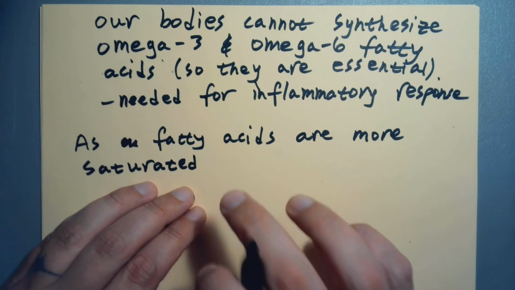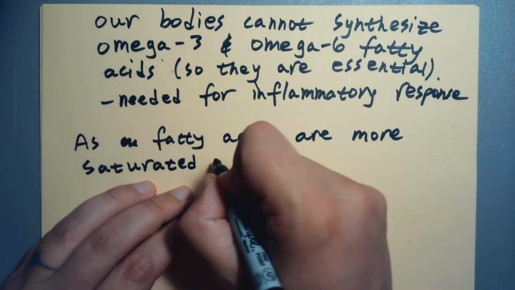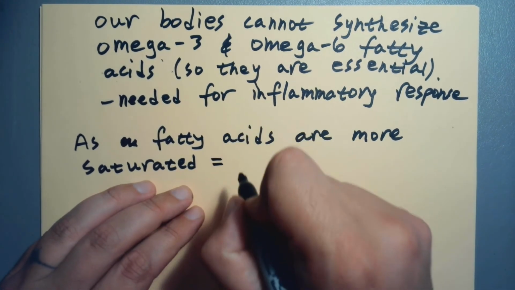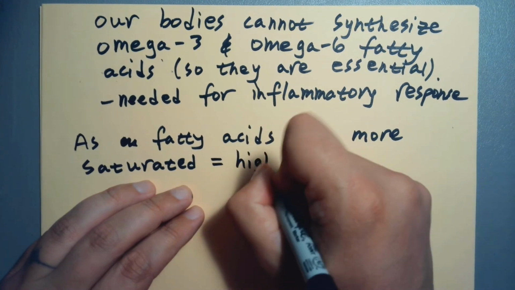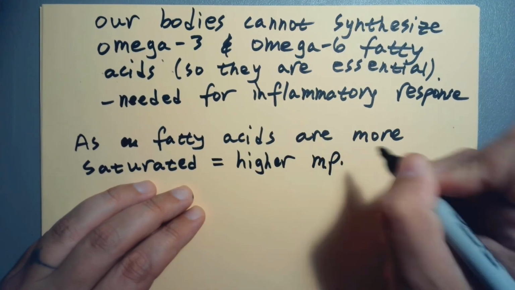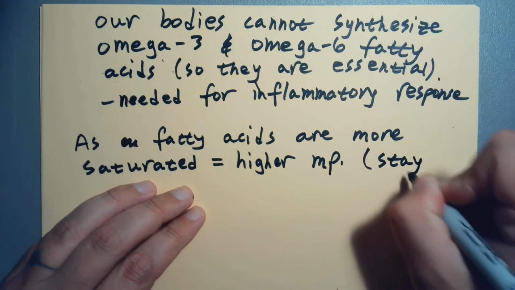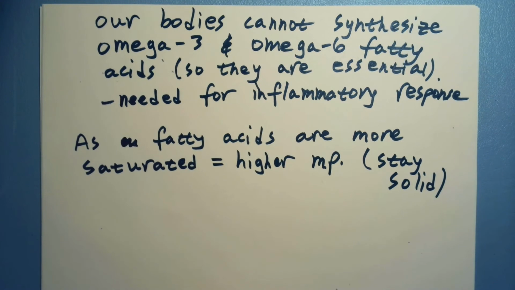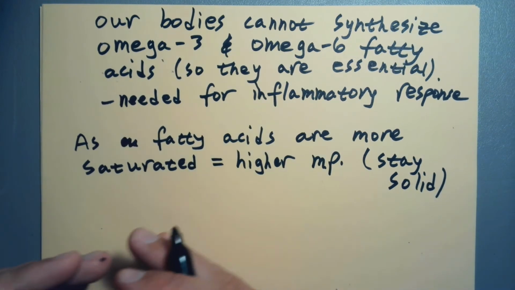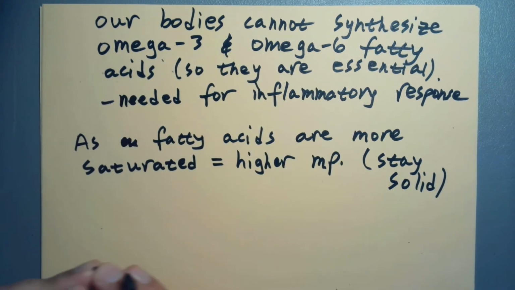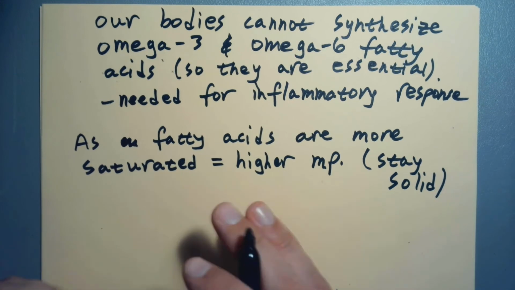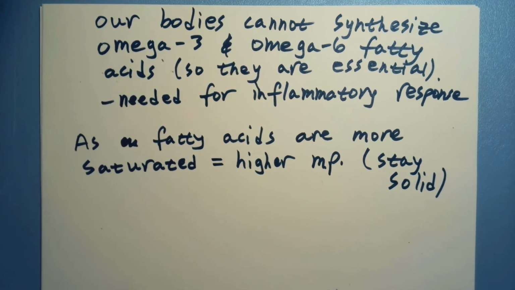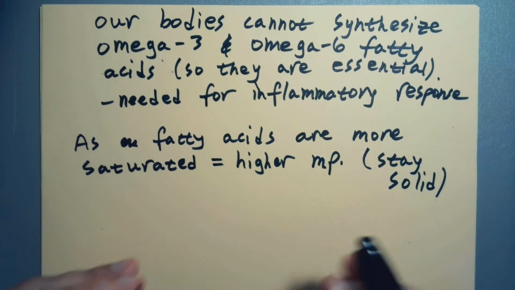So as they get more saturated, this is going to equal a higher melting point. What I'm saying is they stay solid. So unsaturated fatty acids are going to melt easier. They're going to be liquid at lower temperatures. They're going to melt at lower temperatures. Yeah, there it is. So for example, and this will carry forward in the fats as well.